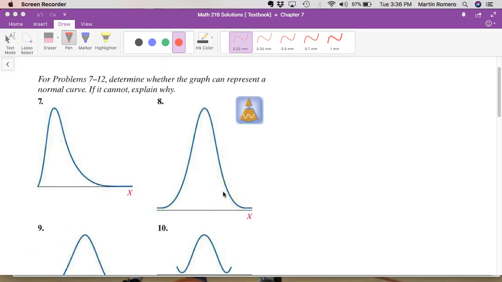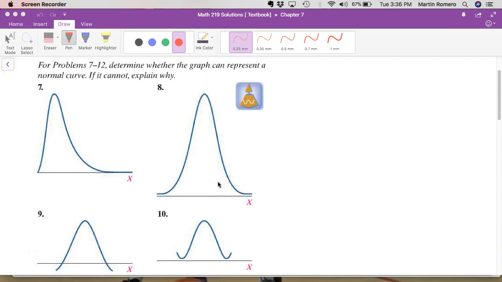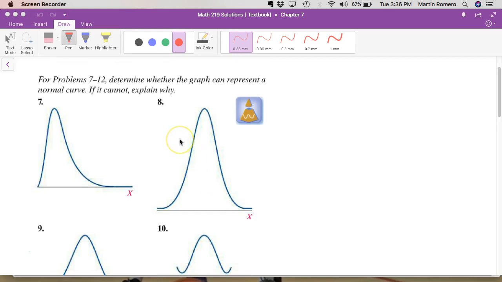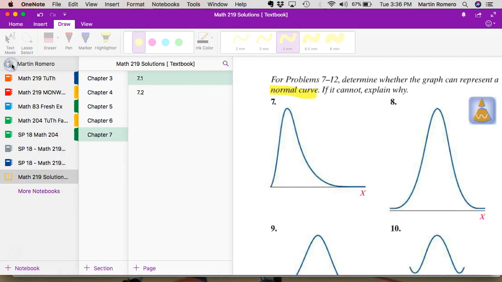This is chapter 7.1, Homework Solutions from the textbook. The first set of problems we had were problems 7 through 10. Instructions are to determine whether the graph can represent a normal curve. Key term here is normal curve. You need to remind yourself what a normal curve is.